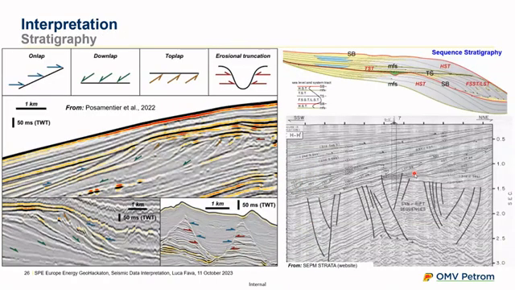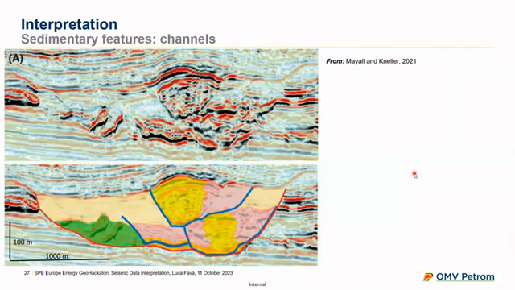So we can interpret stratigraphy, but we can also interpret specific sedimentary features like channels, like in this case. It's a very detailed image of a channel complex. You see on the upper part the raw seismic, and in the bottom part the interpretation of this seismic. So you can interpret the feature, the geometry of the channels, but you can also interpret different phases, and we will see what that means in a few slides.